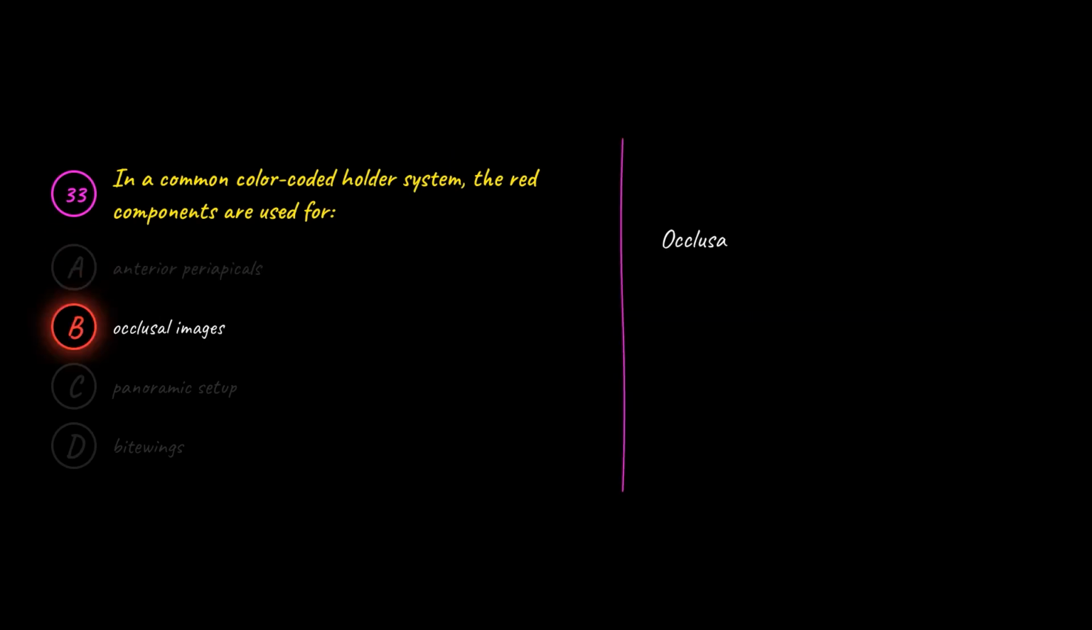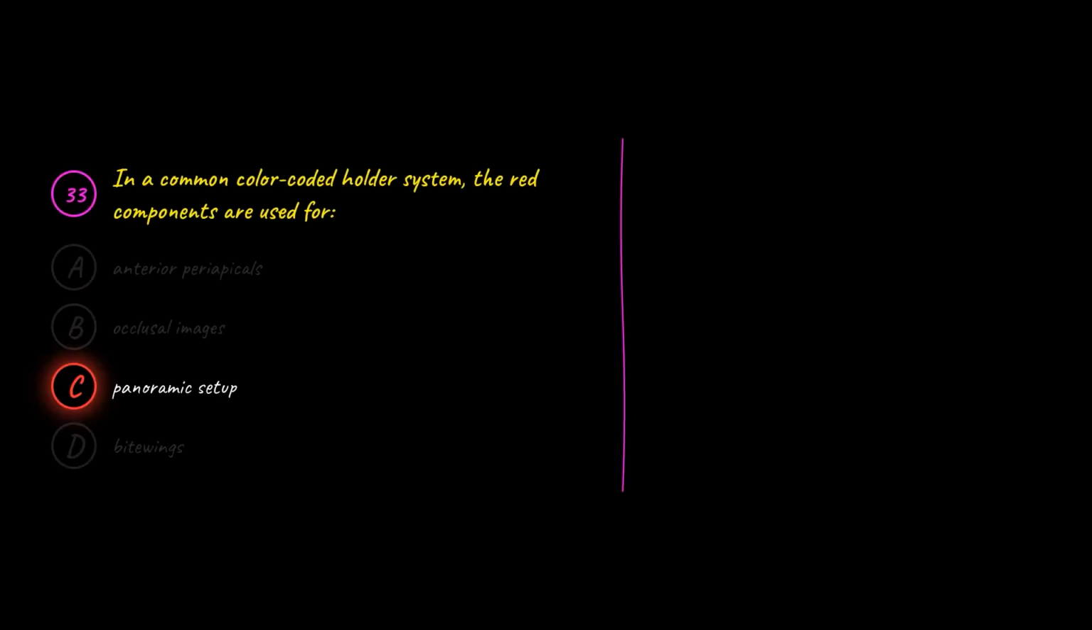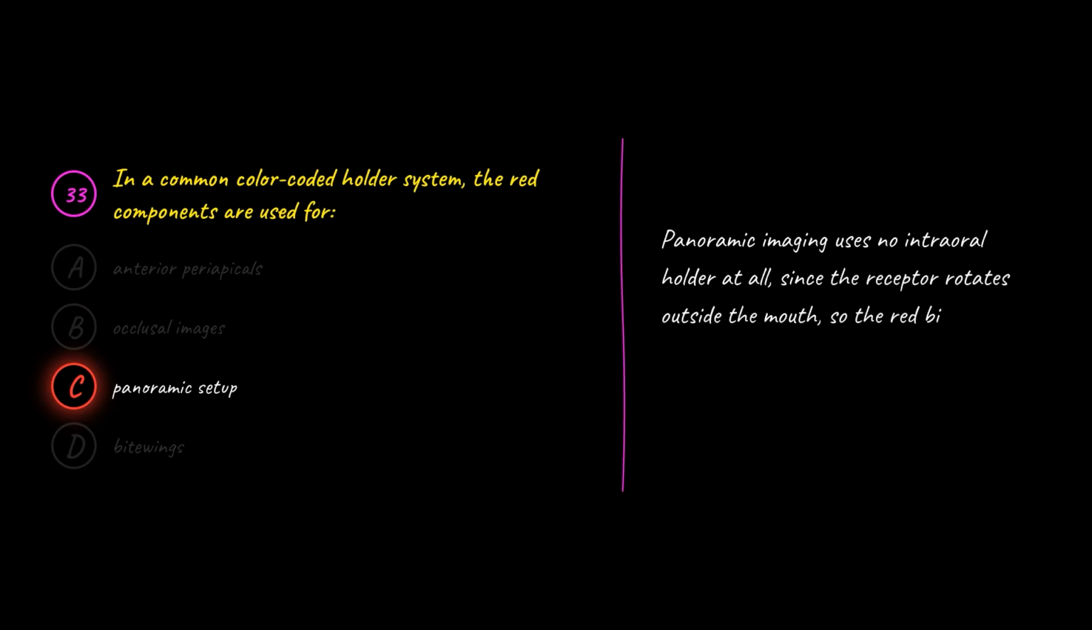B is wrong because occlusal images have the patient bite a large receptor and do not rely on the color-coded periapical and bite wing holders. So red does not designate an occlusal setup. C is wrong because panoramic imaging uses no intraoral holder at all, since the receptor rotates outside the mouth. So the red bite wing components have no role in a panoramic exposure.